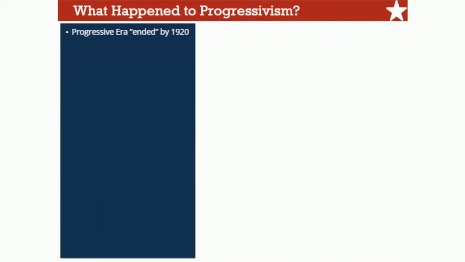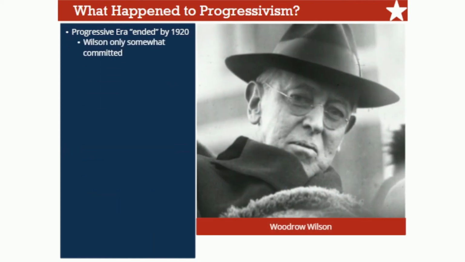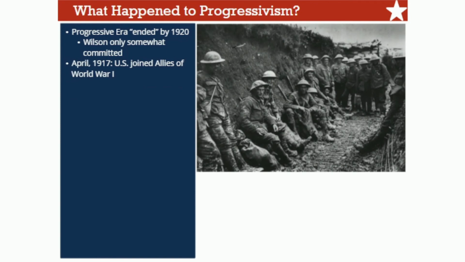The progressive era is considered to have ended by the year 1920. What happened? As you've seen, Woodrow Wilson was only somewhat committed to progressive issues. He tended to support them most when it helped him politically. Starting in 1917, Wilson's focus and that of the nation would shift dramatically. In April of that year, the United States joined the Allies of World War I by declaring war on Germany. This decision followed several years of American neutrality in the war. From that point on, Wilson would be a wartime president dedicated to an Allied victory.